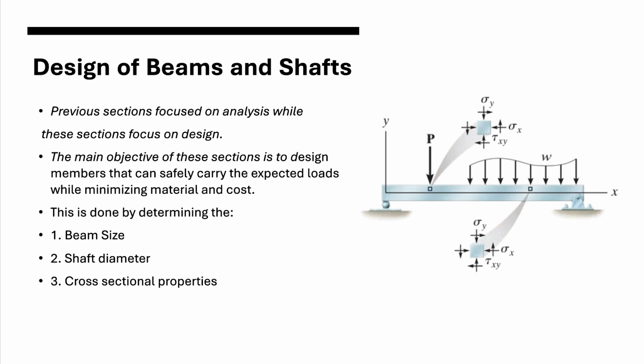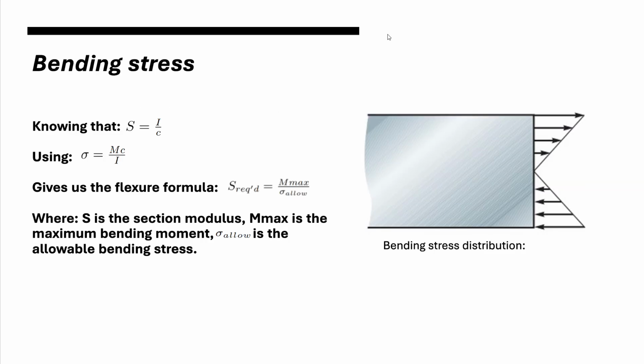This is done by determining first the beam size, second the shaft diameter, and third the cross-sectional properties. On the right, you can see an example of a beam under forces. The first step on this fun journey is bending stress.